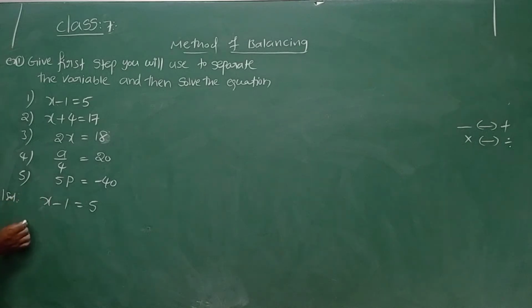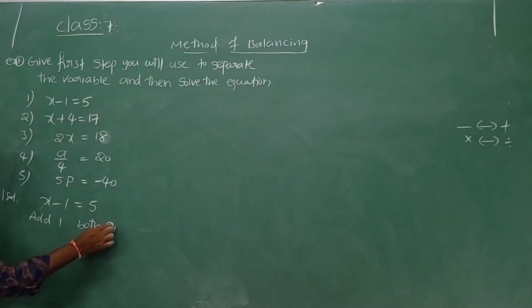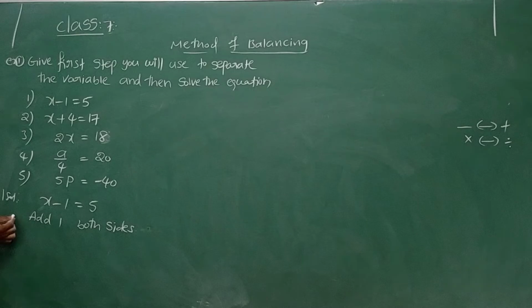Plus that quantity on both sides. So first we will add 1 to both sides. Both LHS and RHS we need to add 1. This is the first step we required. Yes, this is the first step which they are asking. Then they are asking to solve the equations.